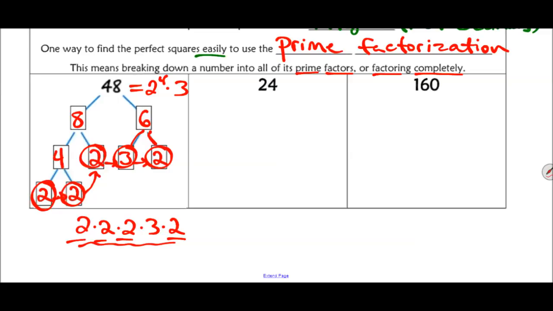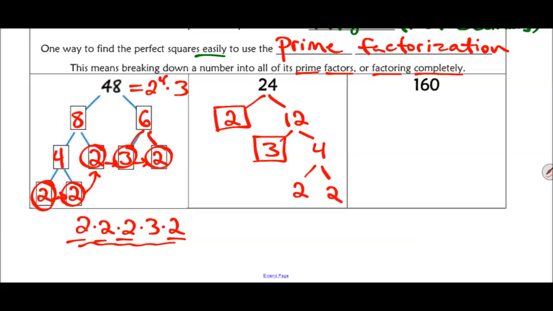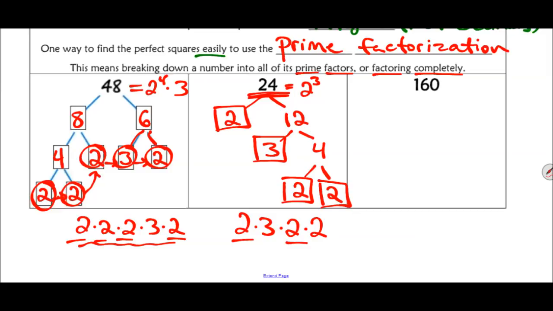I'm going to break down 24 into 2 and 12. 2 doesn't break down anymore, so that one's done. If I can break down 12 more, I'm going to break that into 3 and 4. 3 doesn't break down any farther, but 4 will. That breaks down into 2 and 2. And that's all I can do to break that down. So I have a 2, a 3, a 2, and another 2. So 2 times 3 times 2 times 2 equals 24. Another way to write that is 2 to the 3rd power, 1, 2, 3 of them, times 3 equals that 24.